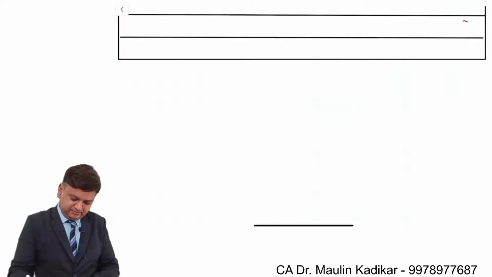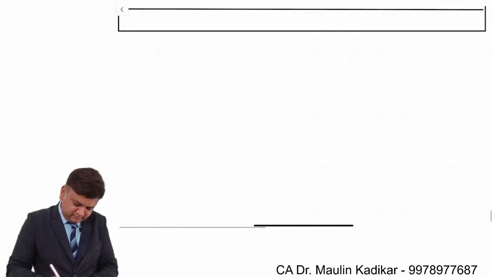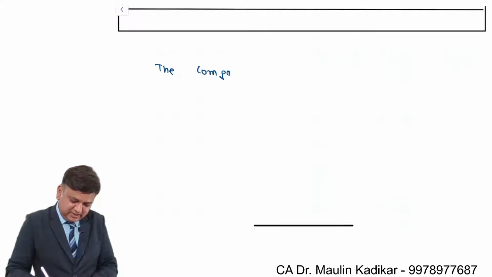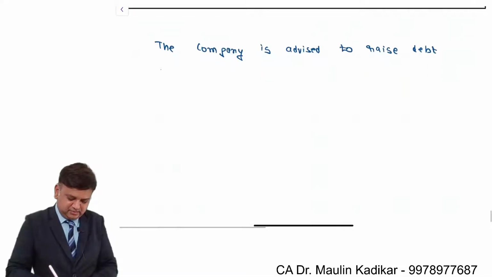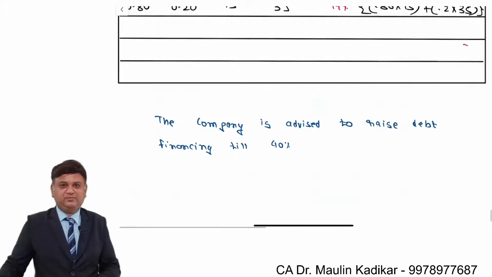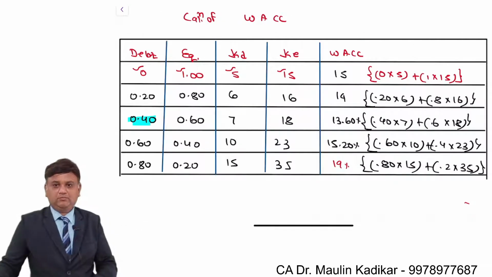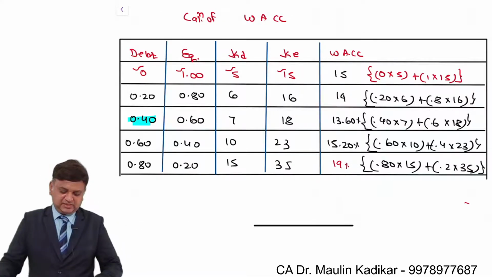So write the answer: the company is advised to raise debt financing till 40%. Full stop. So optimum debt financing is 40% debt.